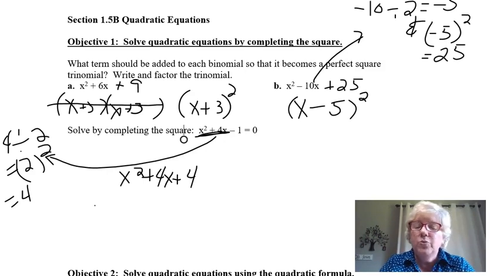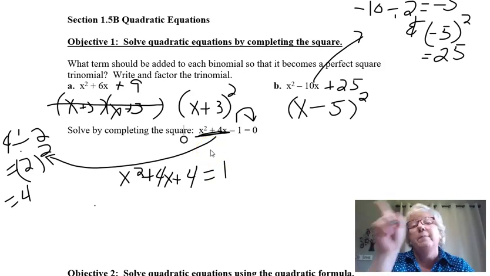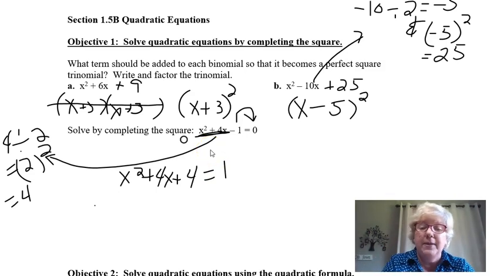Now, what should I do with that -1 that's there? Move it over. If there's a constant outside of the perfect square part, move it over. So it becomes a +1. Now, did you notice when I put that 4 in there to make it become a perfect square trinomial, since I have an equal sign, what I do to one side of the equation, I must do to the other to keep it balanced.